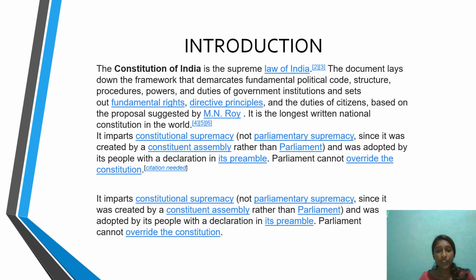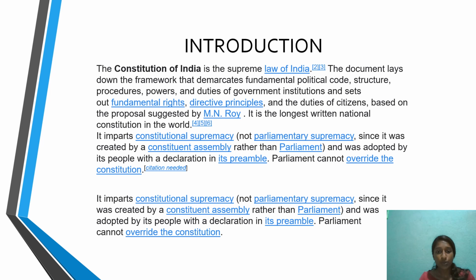The Constitution of India is the supreme law of India. The document lays down the framework that demarcates fundamental political code, structure, procedures, powers and duties of government institutions, and sets out fundamental rights, directive principles and the duties of citizens, based on the proposals suggested by Ambedkar. It is the longest written national constitution in the world.